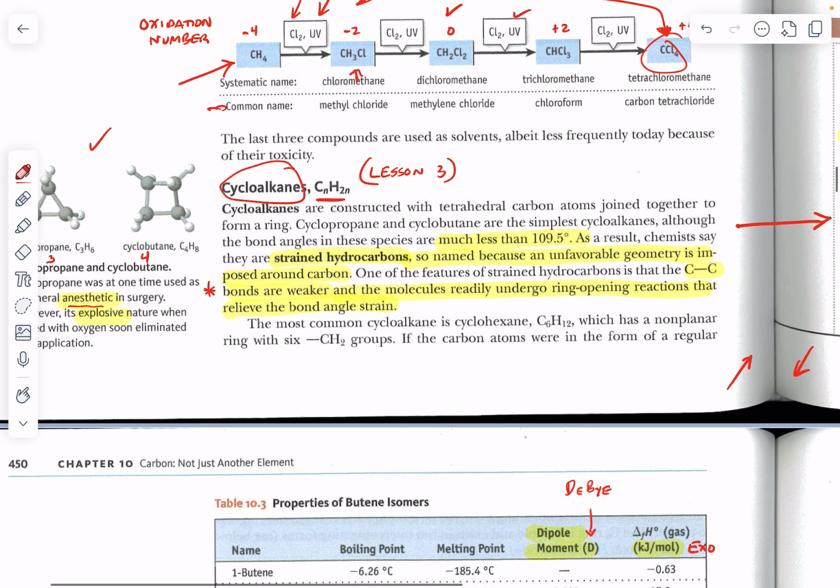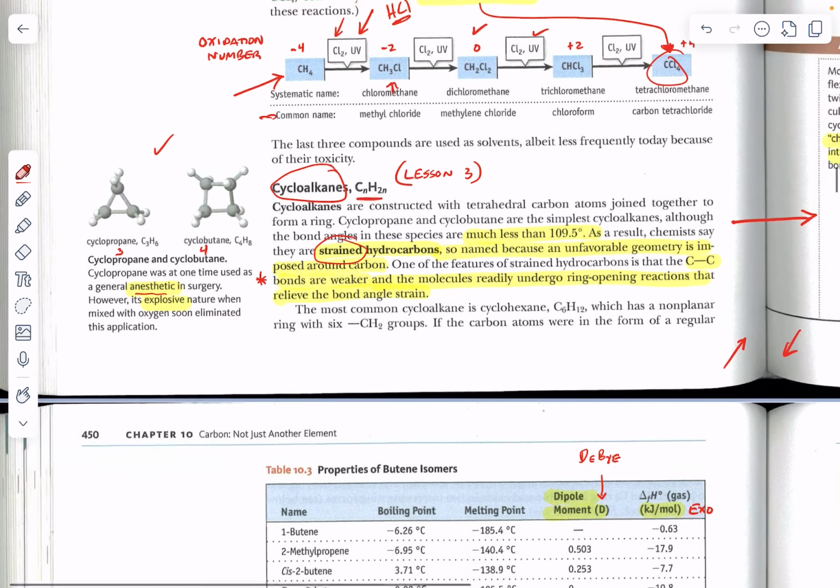In any case, when we talk about cycloalkanes, especially when they're smaller, they become very, very strained. It's a difficult thing to get these 3 carbons or even 4 carbons to be so close together in a ring structure. Obviously, as you go to 5 carbons in a ring and then 6 carbons in a ring, it becomes a little bit more stable. But the smaller the number of carbons in the ring, the more strained it is, the more unfavorable is its geometry, and the bonds become weaker. And so as a result, this would be much more reactive.